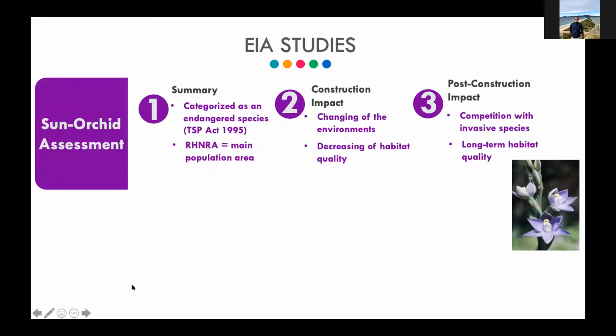And this is for the sun orchid studies. The leafy sun orchid is categorized as an endangered species under the TSP Act, and the main population is located around Rosny Hill itself. During the construction, there will be a big chance of changes in the environment that could cause a decrease in habitat quality. The post-construction impact will be competition with invasive species that have entered the area, causing a decrease in long-term habitat quality.